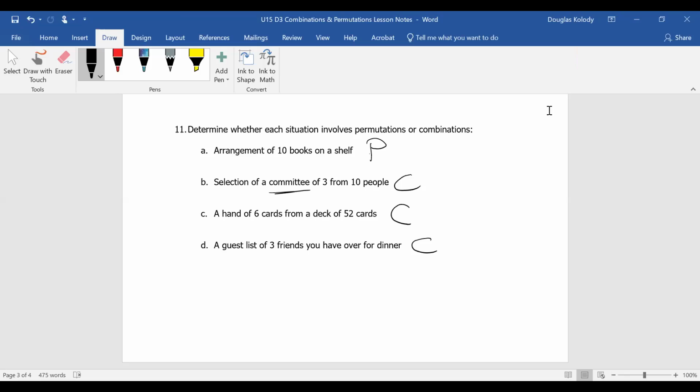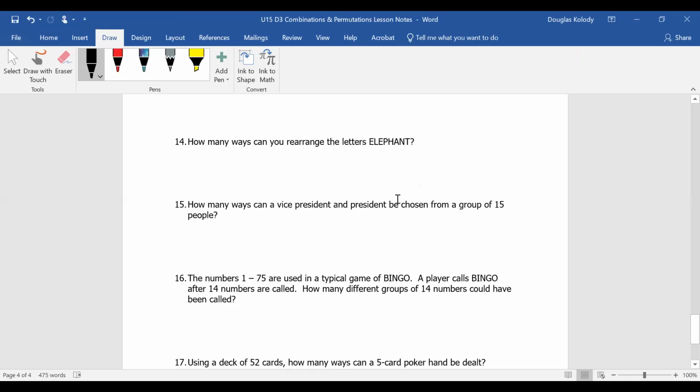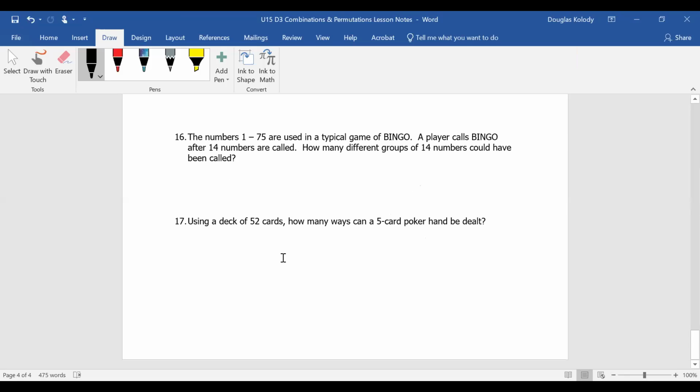Okay, so anyway, let's just go down to the bottom right here. Using a deck of 52 cards, how many ways can a 5-card poker hand be dealt? We just said it doesn't matter what order you get those 5 cards dealt. So that's 52C5. And to wrap this up, 52C5 turns out to be 2,598,960.